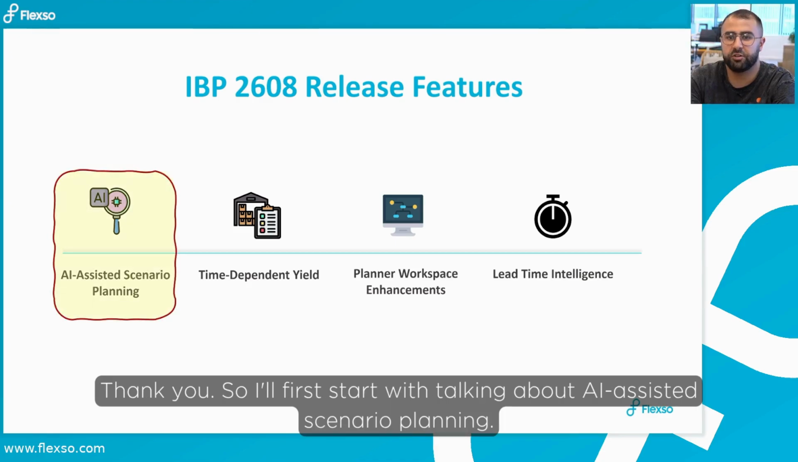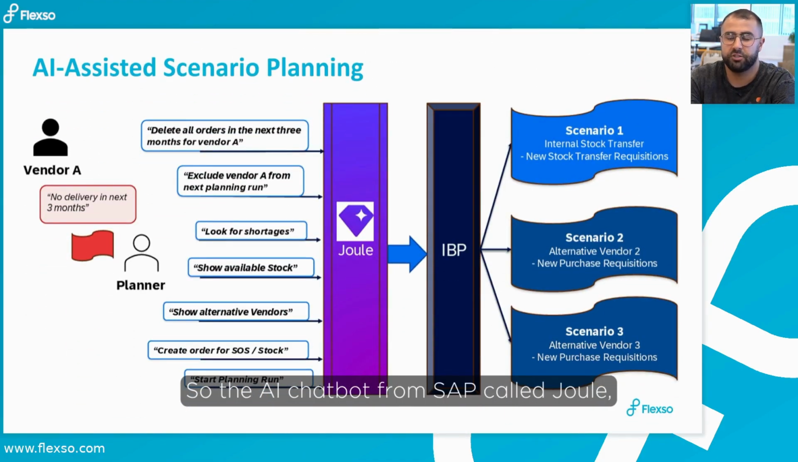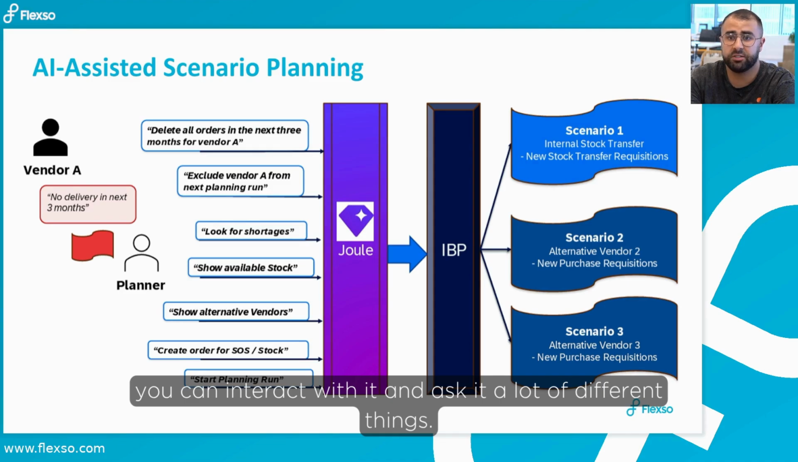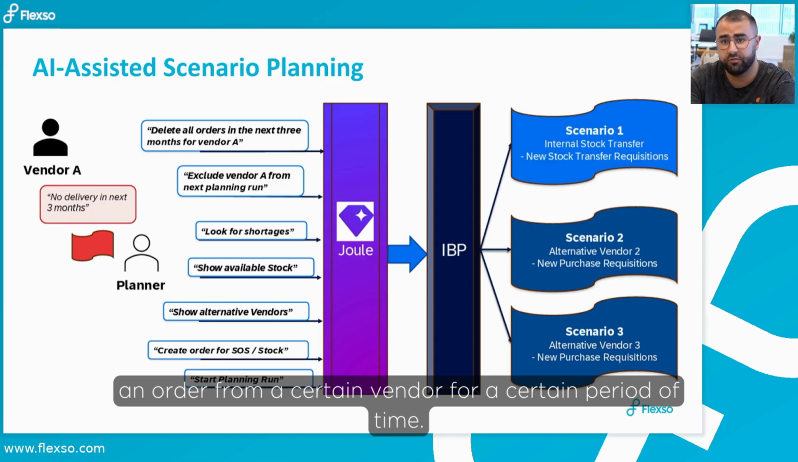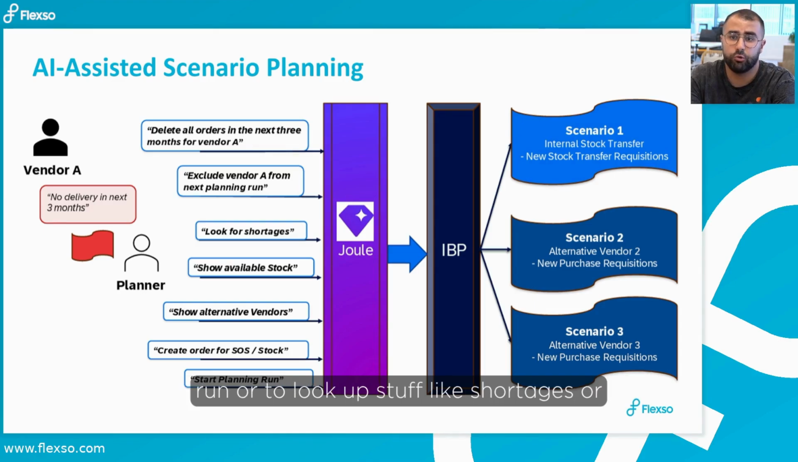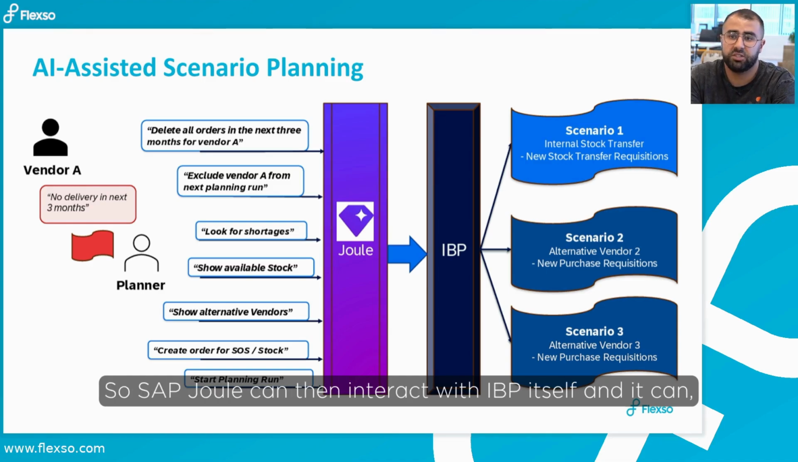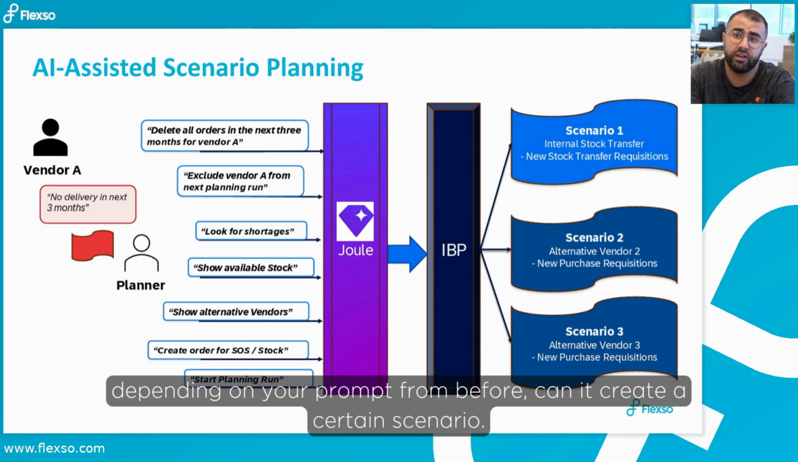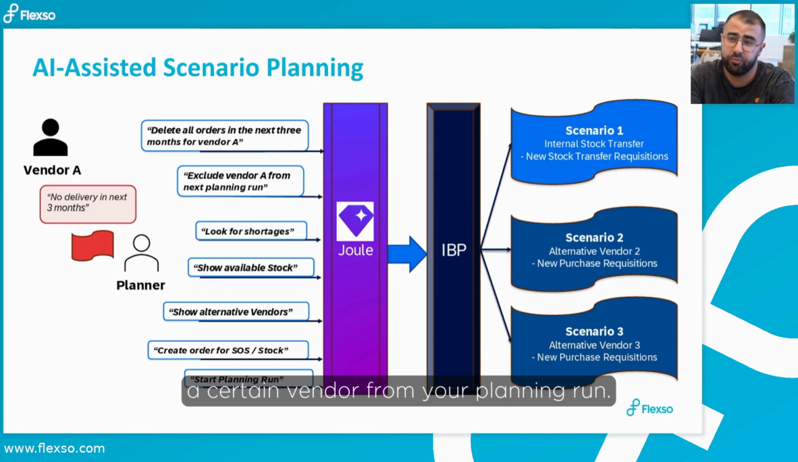Thank you. So I'll first start with talking about AI-assisted scenario planning. So what is AI-assisted scenario planning? The AI chatbot from SAP called Joule, you can interact with it and ask it a lot of different things. For instance, you can ask it to delete an order from a certain vendor for a certain period of time. You can ask it to exclude a vendor from a certain planning run, or to look up stuff like shortages or show available stock, or even ask it to start a planning run. So SAP Joule can then interact with IBP itself, and depending on your prompt from before, it can create a certain scenario. So it can create a scenario where it excludes a certain vendor from your planning run.